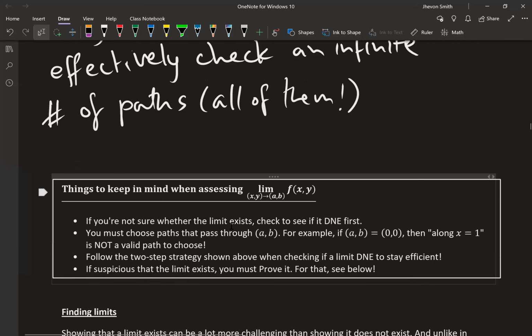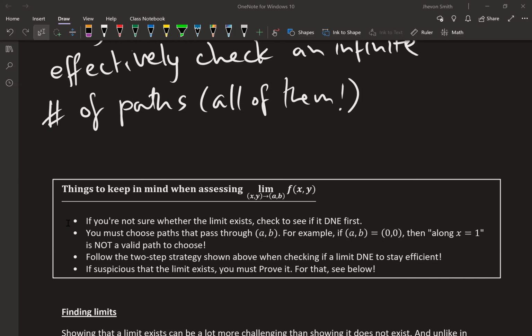So now this segues into the next part of the lesson. How would you show that a limit does exist? So as I mentioned here in the first bullet point, if you're not sure whether the limit exists or not, check that it doesn't exist first, right? And again, you must choose paths that pass through A, B, right? So I knew someone might suggest a path that didn't go through the point. So for example, if (a, b) is (0, 0), then along x equals 1 is not a valid path to choose. So in the event that you're not sure whether or not a limit exists, sometimes you'll actually be told directly, point blank, it doesn't exist, show it doesn't exist, but not every time.